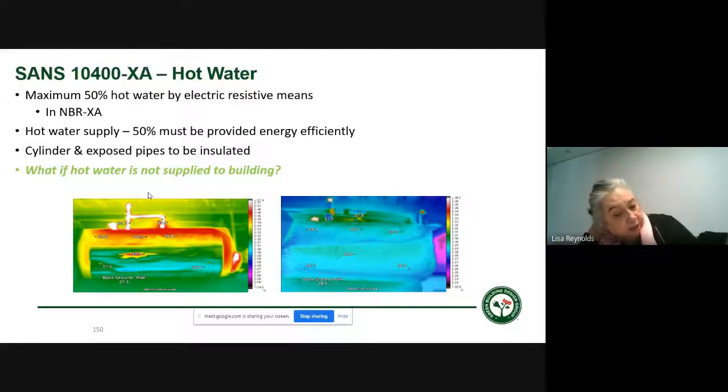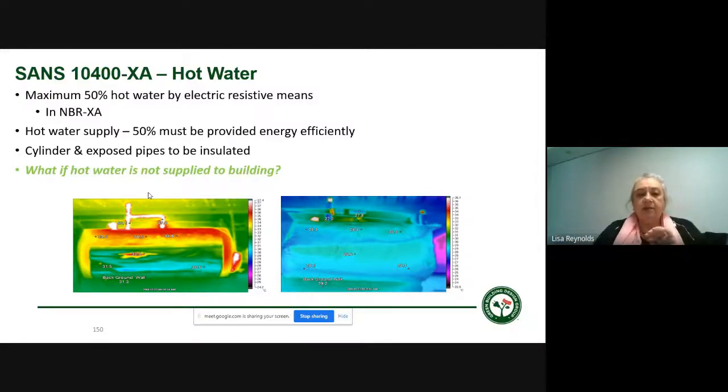Then I ask you the question: why do we need to add a geyser blanket onto a geyser that already has insulation in the middle? If you look at a typical water geyser, the cylinder is normally surrounded by polyurethane or some kind of foam insulation, and then it has the outer casing. But we still say you must put a geyser blanket on it.